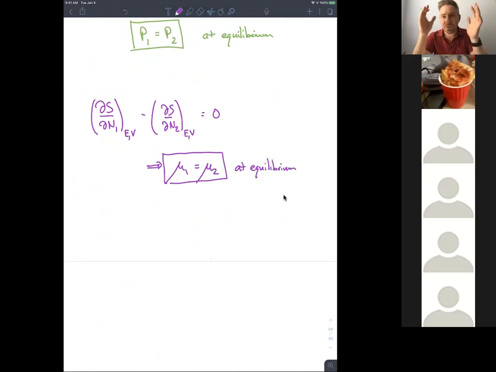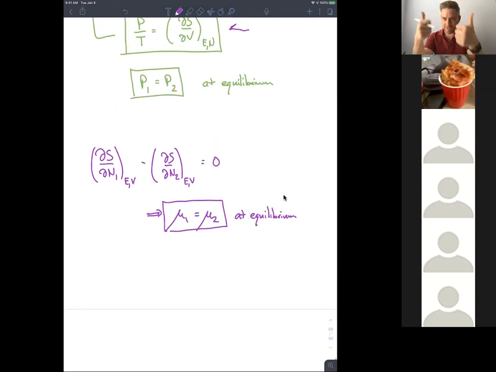So the most likely state of your system, that is the state it will occupy at equilibrium, is the one that maximizes the entropy. And the state which maximizes the entropy, as we just showed, is where the temperatures of the two subsystems are equal, the pressures of the two subsystems are equal, and the chemical potentials of the two subsystems are equal.